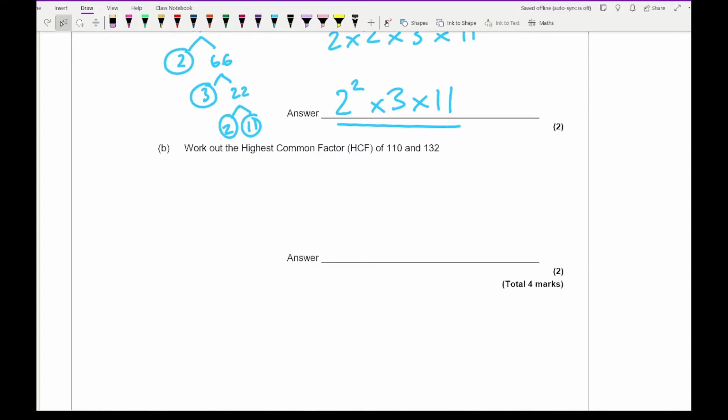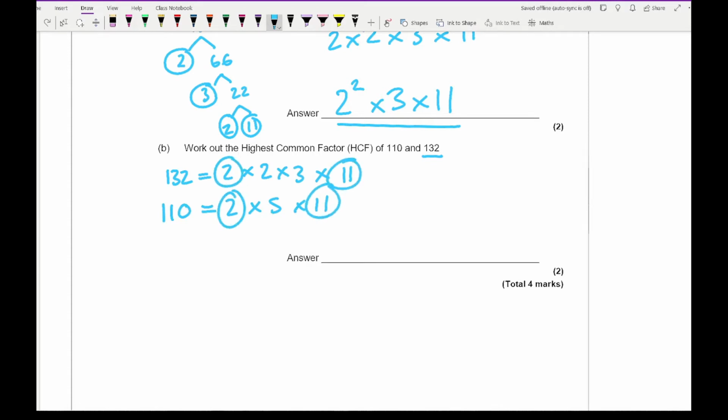The next question then says work out the highest common factor of 110 and 132. So again, what we need to do here is, well, we've already done the factors of 132. So I've got 132 equals 2 times 2 times 2 times 3 times 11, and for 110 I've got 2 times 5 times 11, and so all I then need to do is circle the common factors. So I've got the HCF equals 2 times 11, and that's 22.